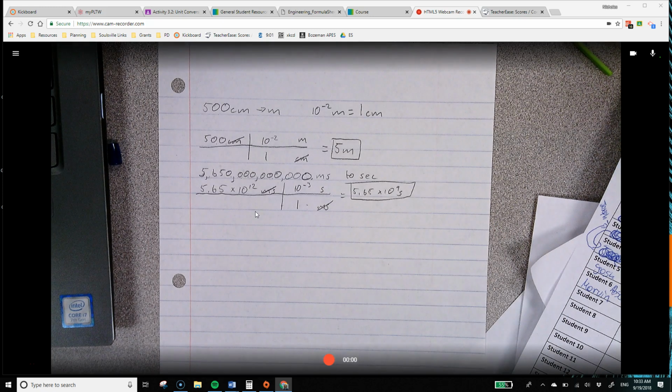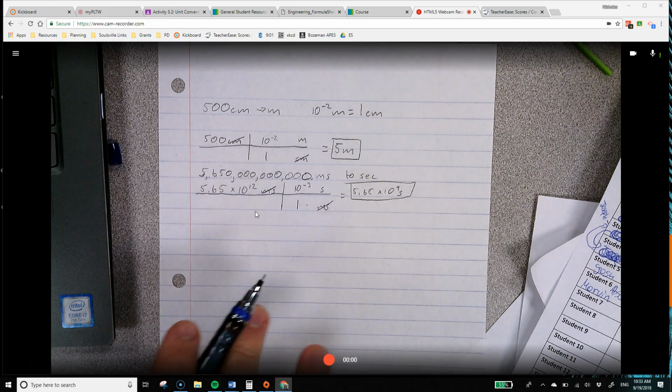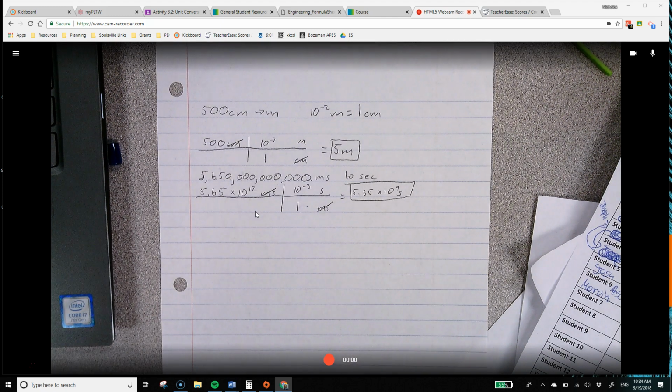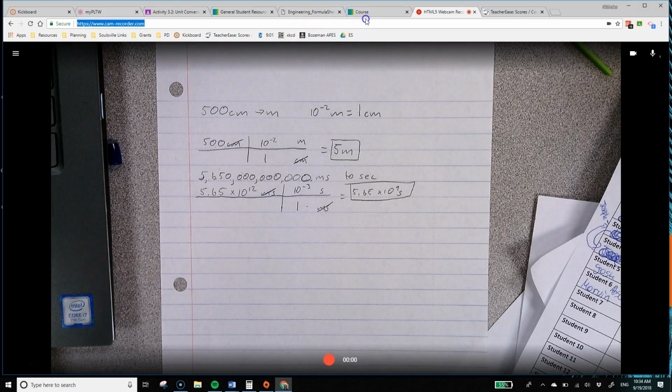All right, yes, ma'am. In scientific notation, you mean? Like in the 5.65 times 10 to the whatever? You can do it either way, but I recommend using the scientific notation.